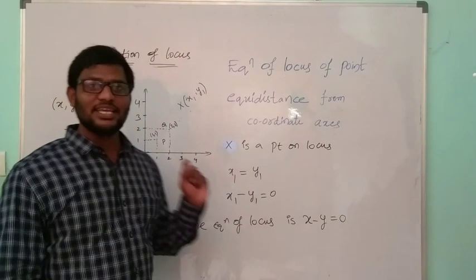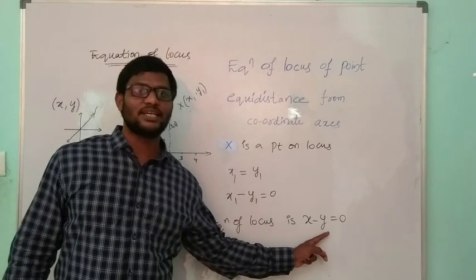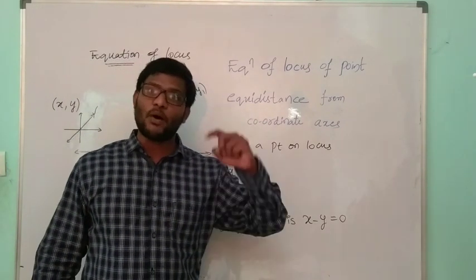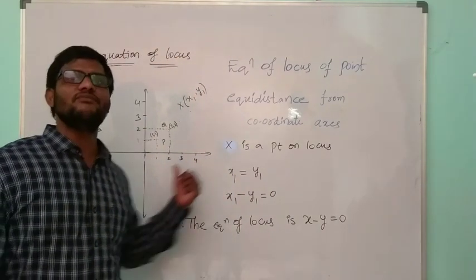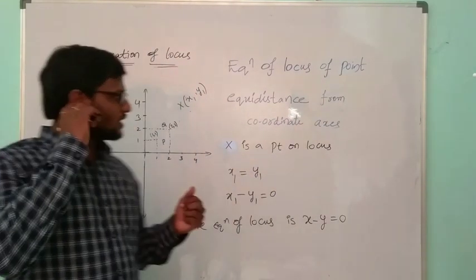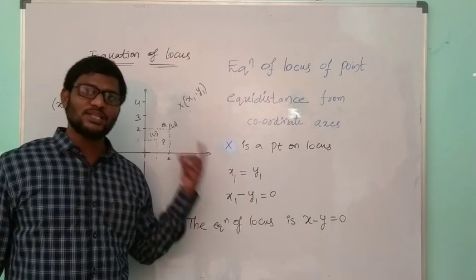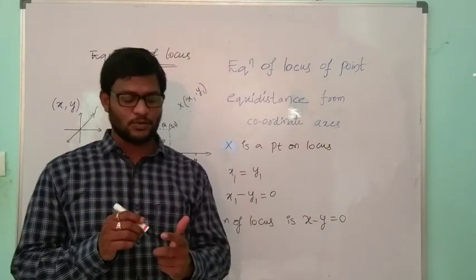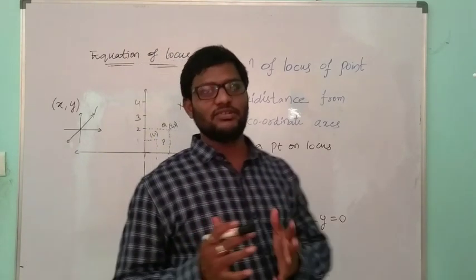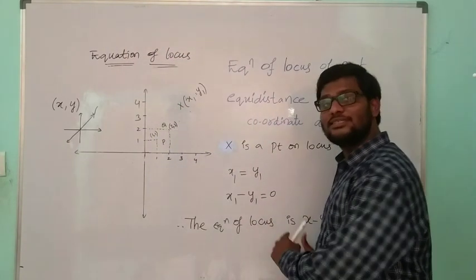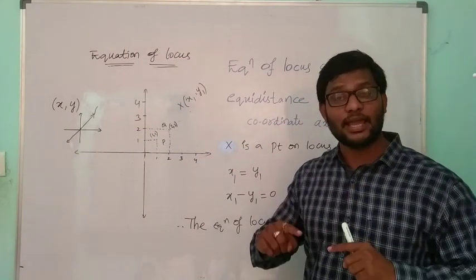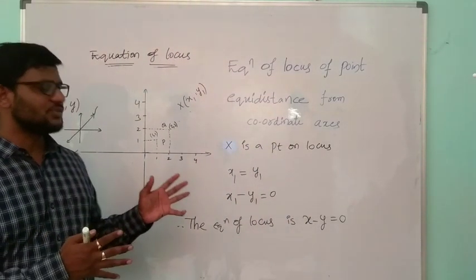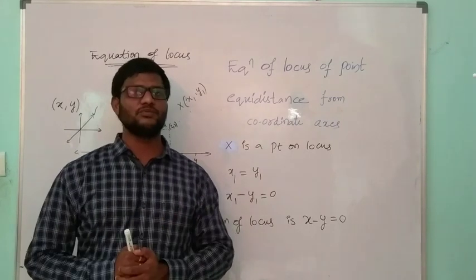We have to write the equation of the locus in terms of x and y. What are x1 and y1? (x1, y1) is a point on the locus. So we have infinite points on the locus, and the set of all these infinite points represents the locus. This is the equation x minus y equals 0. The equation will be in terms of x and y, and this equation will be satisfied by each point on the locus. So this is the introduction, definition, and also the equation of locus.